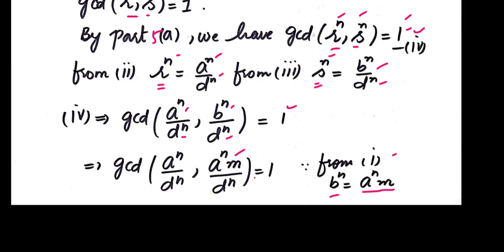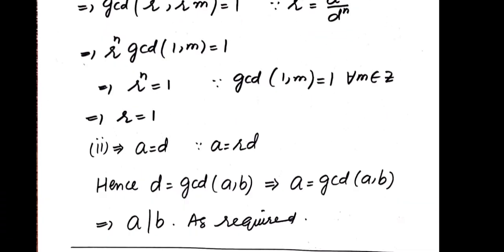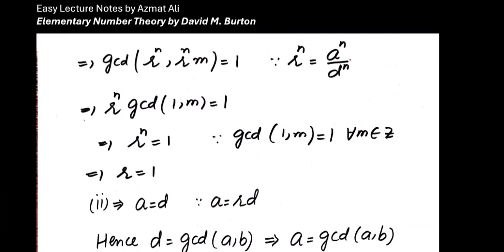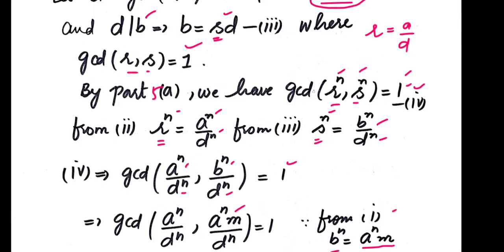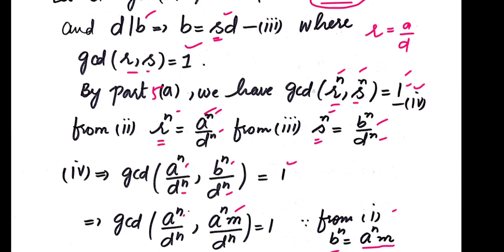Next, as here R raised to power n is equal to A raised to power n over D raised to power n. This is given here. So we can convert A raised to power n over D raised to power n to R raised to power n, and similarly this can be written as R raised to power n into M.